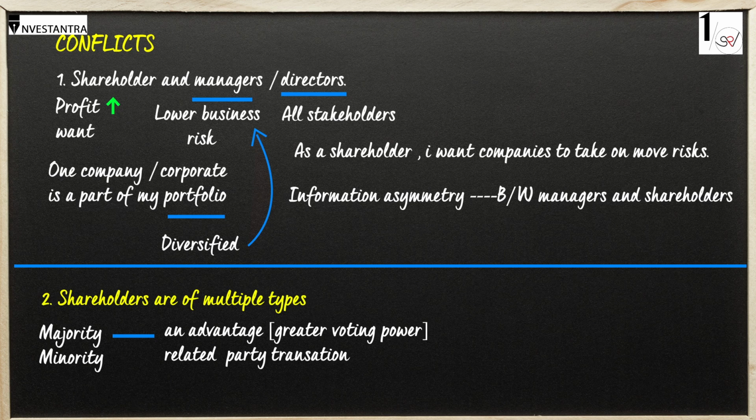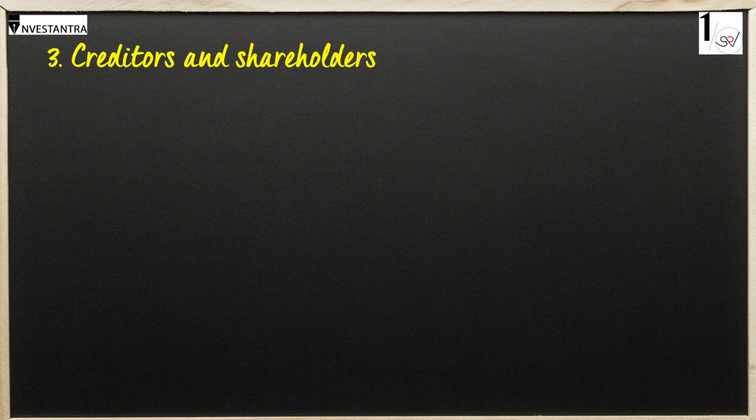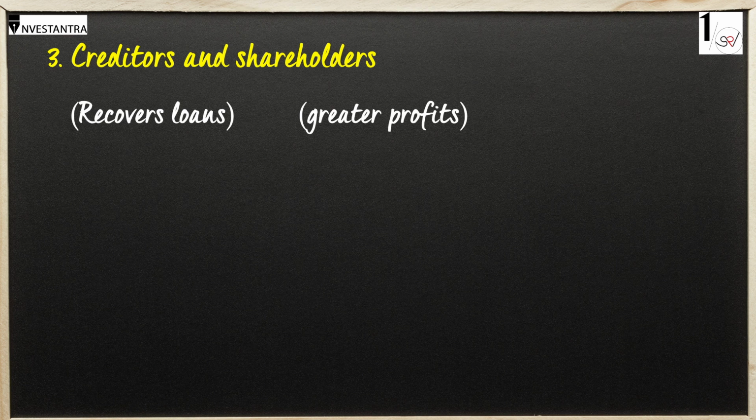Now, the major issue here is related party transaction. This is an obvious conflict. Creditors and shareholders. So as spoken on the previous slide, if you just relate it back to this, creditors want lower risk because they want to recover loans, right? Whereas shareholders, what do they want to do? They want greater profits. So these guys want sustenance, whereas these guys want risk. So these two concepts are at odds with each other, right?